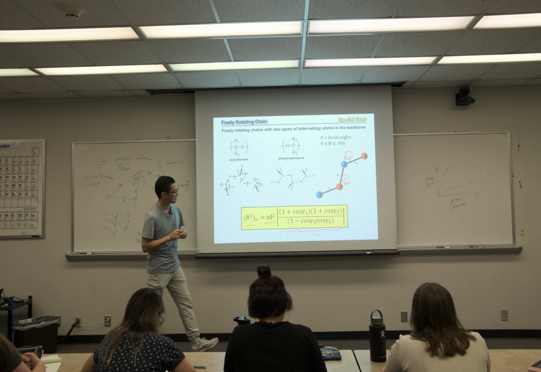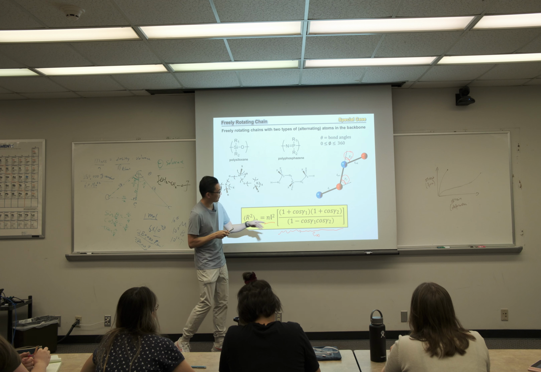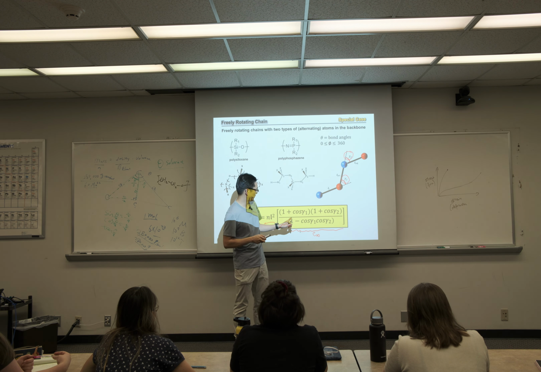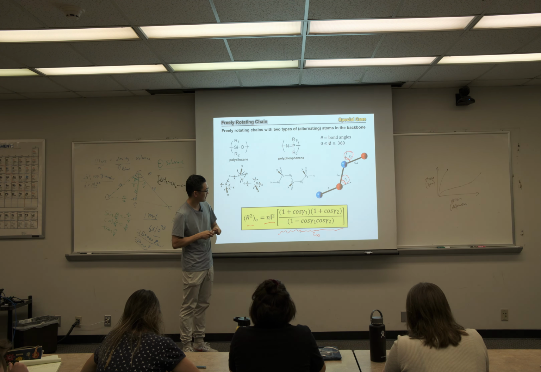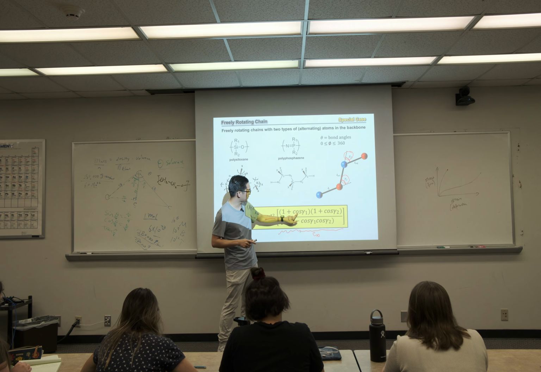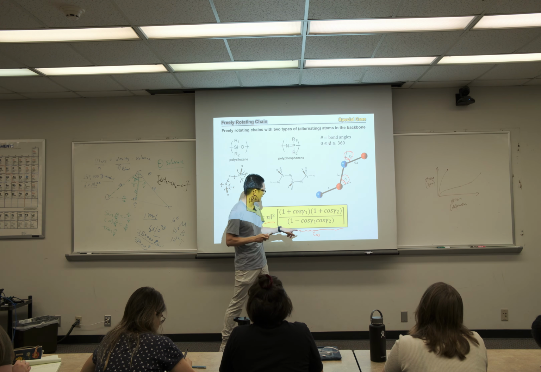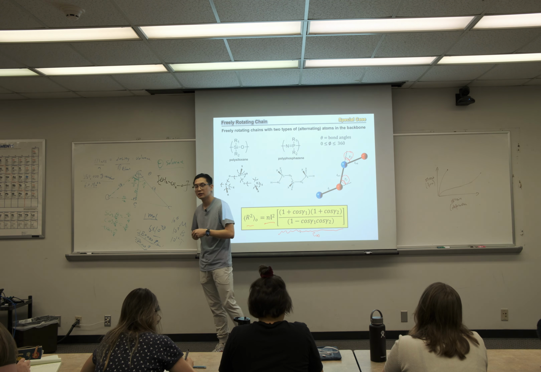Oh, here is the answer. So we can take the average of phi 1 and phi 2 and use this modified equation. So NL squared is the same, and this will be 1 plus cosine phi 1 angle, 1 plus cosine phi 2 angle, and 1 minus cosine 1 times cosine 2.